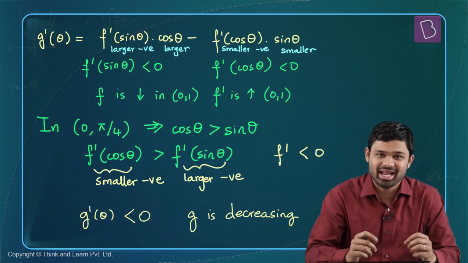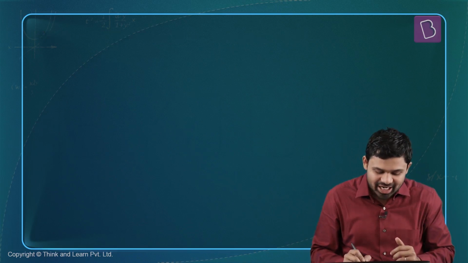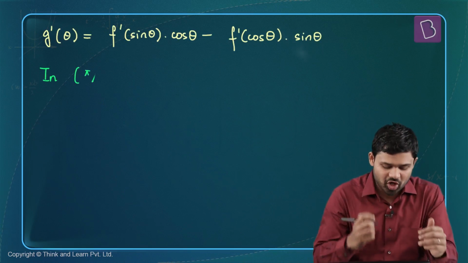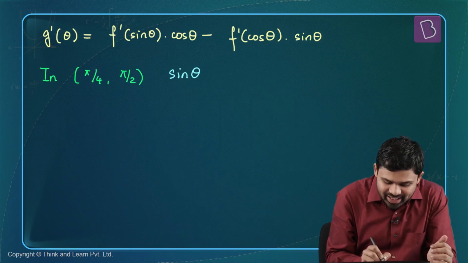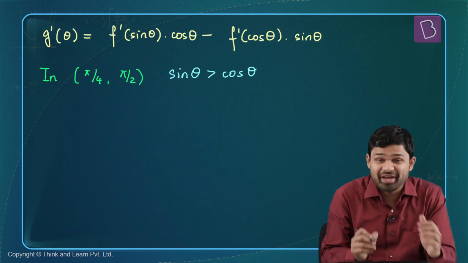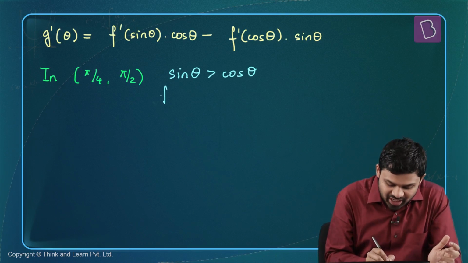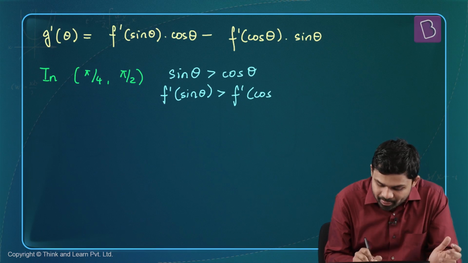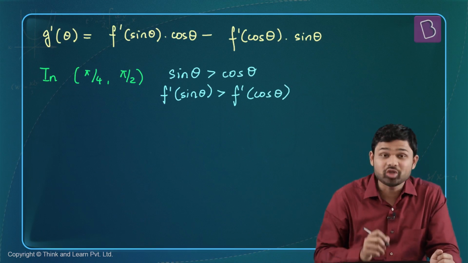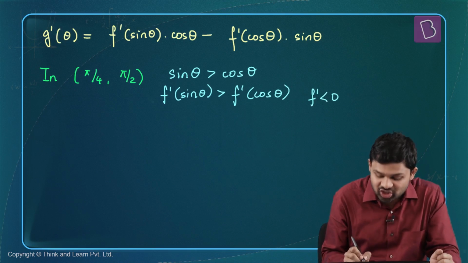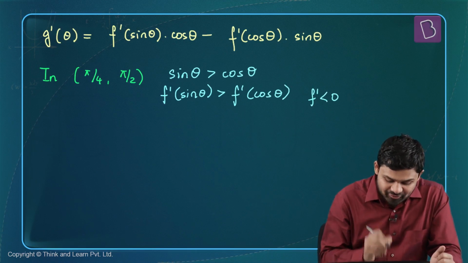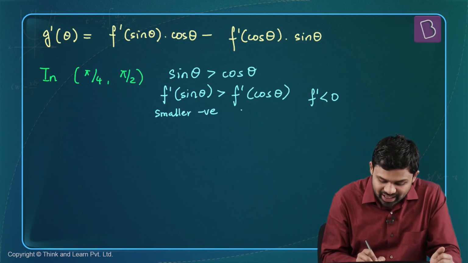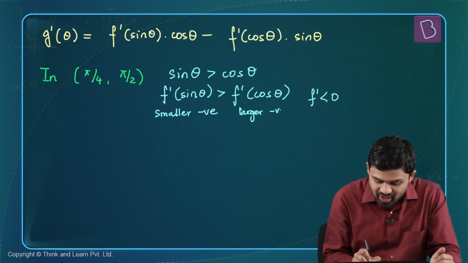A very beautiful analysis. Now you know the drill. I don't even need to help you in finding out what happens in the next interval, because in pi by 4, pi by 2, sine theta is greater than cos theta, and because f dash is an increasing function, f dash of sine theta is greater than f dash of cos theta. And we also know that f dash is always less than 0 in this interval. So this means that f dash of sine theta is a smaller negative number and f dash of cos theta is a larger negative number.